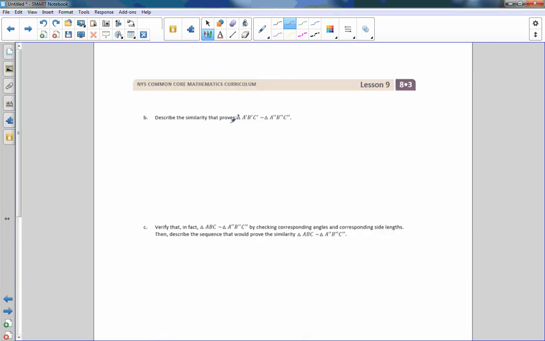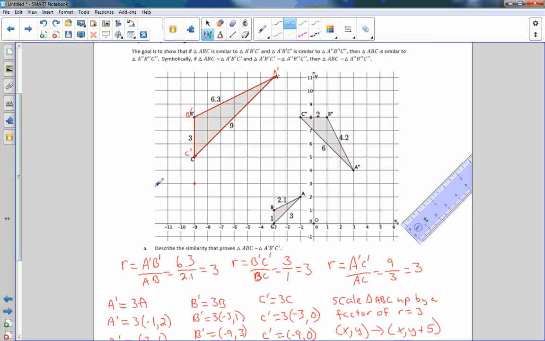B says to describe the similarity that proves A', B', C' is similar to A'', B'', C''. So what they want us to do here is prove that this triangle is similar to this one.